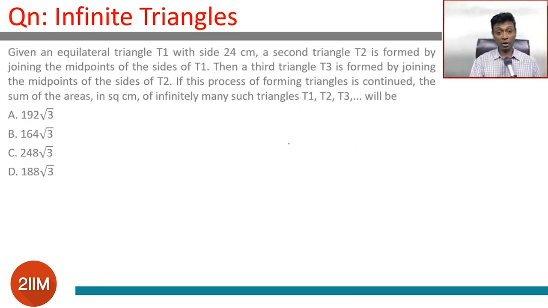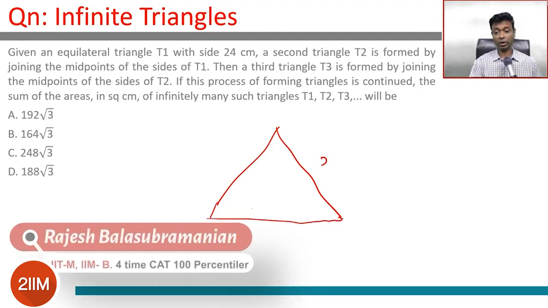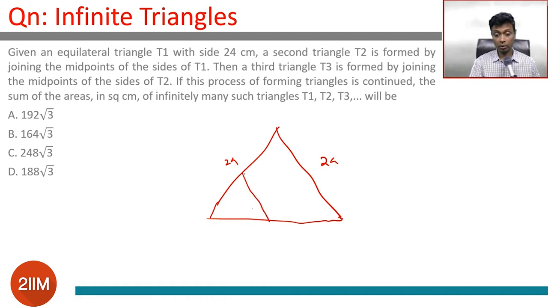Given an equilateral triangle T1 with side 24 centimeters. Wonderful. So T1 has side 24 centimeters. A second triangle T2 is formed by joining the midpoints of the sides of T1. So T2 will also be equilateral. So this will be 12, 12, 12. Everything gets broken into half. Every length gets broken into half. Then a third triangle T3 is formed by joining the midpoints of T2. Wonderful. T3 will be like this.